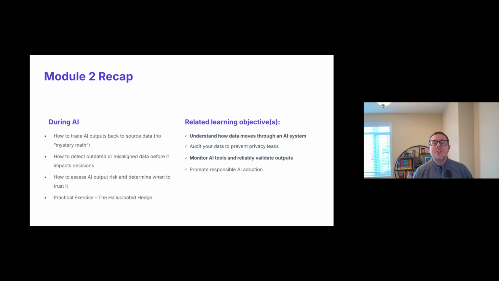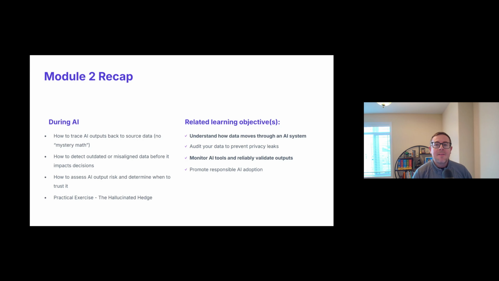In Module 2, we shifted from inputs to process. What happens while AI is actively being used? We focused heavily on traceability. When an AI produces an output, especially in finance, you need to be able to explain exactly where that number came from. And that includes version control, naming conventions, and explicitly referencing the source data. We also introduced the concept of data drift. This is where AI can use outdated or misaligned data without even realizing it.